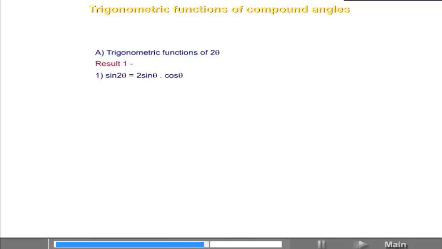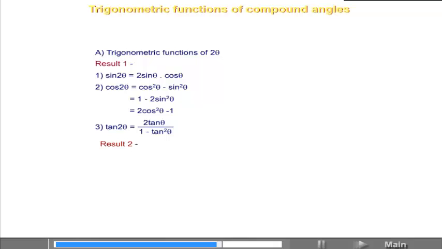Result 1. Sin 2 theta is 2 sin theta cos theta. Cos 2 theta is equal to cos square theta minus sin square theta, which is equal to 1 minus 2 sin square theta, which is equal to 2 cos square theta minus 1. Tan 2 theta is 2 tan theta upon 1 minus tan square theta.